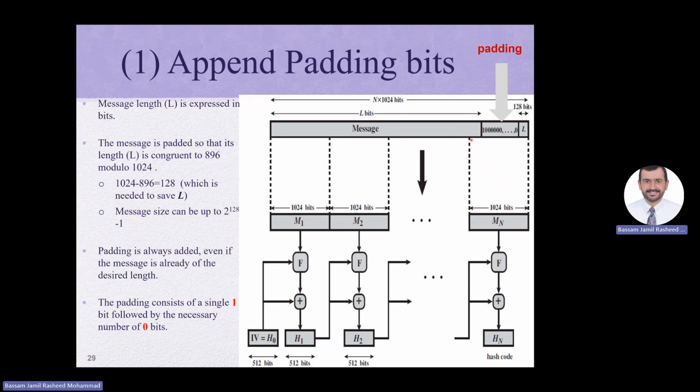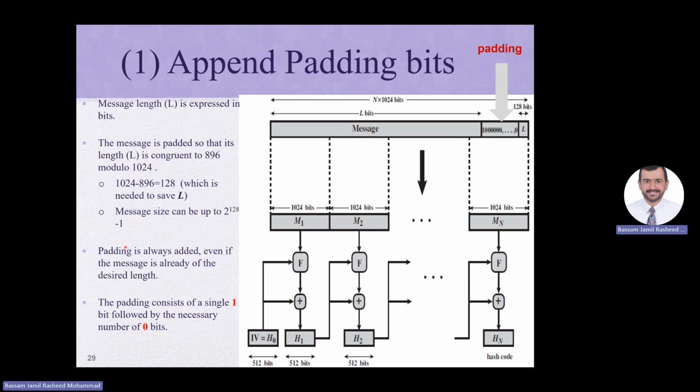They cannot make a full block. So what we do is append those bits, but we leave here 128 bits so that I can state the length of the message. So we can see this section here is part of the message. This here is padding, and this here, the 128 bits, indicates the size of the message.